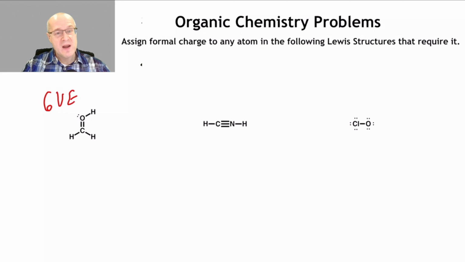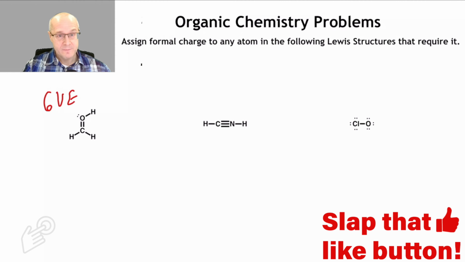Now, when you're assigning formal charge, count every bond as 1 electron. Every bond is 1 electron. When you're assigning octets to Lewis structures, every bond is 2. But for assigning formal charge, consider every bond as 1. Okay, just consider it that way. So hydrogen has 1 valence electron when it's neutral. It has 1 bond in all these cases. So hydrogen is what we call neutral. It doesn't have a formal charge.